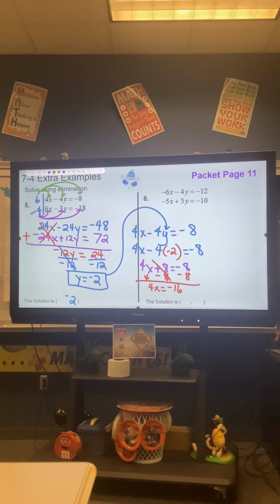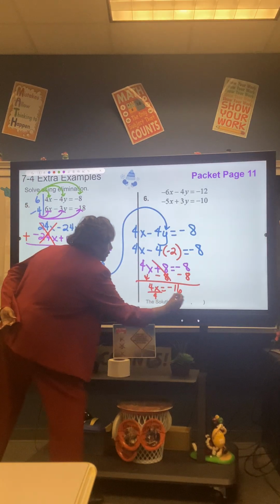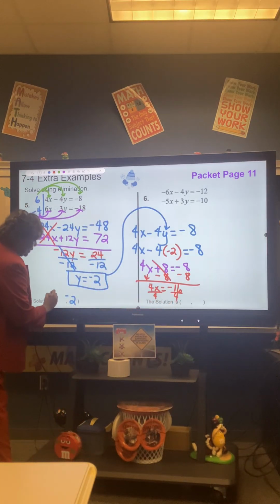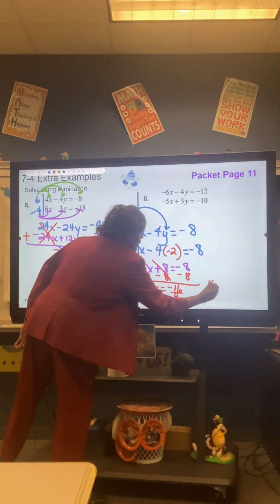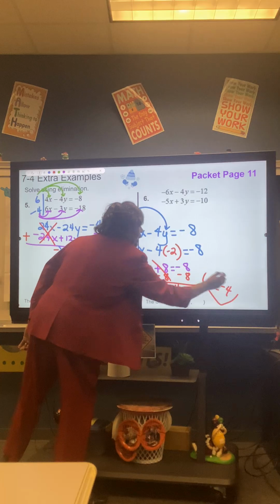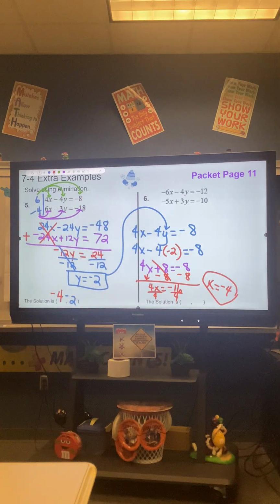Now we're into the multiplication table. What number times 4 will give us a negative 16? Negative 4, right? Divide by 4, divide by 4, negative 4. X equals a negative 4. I have my X value, I have my Y value, I now have my solution.